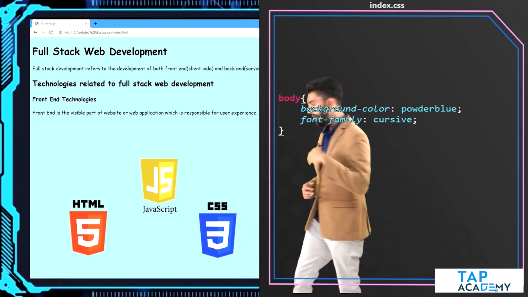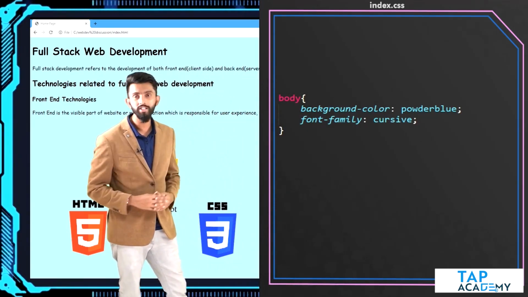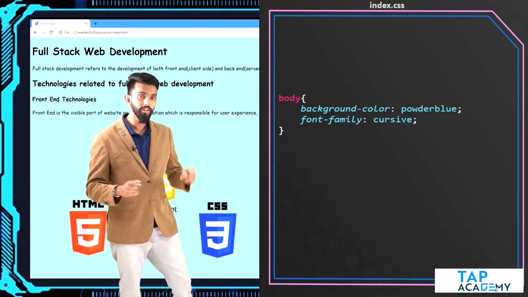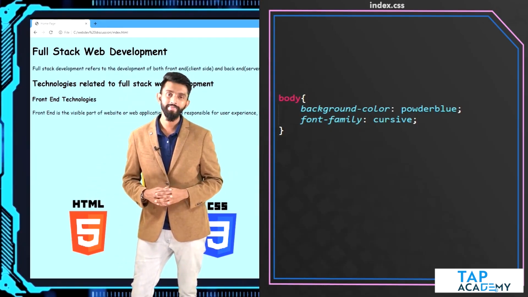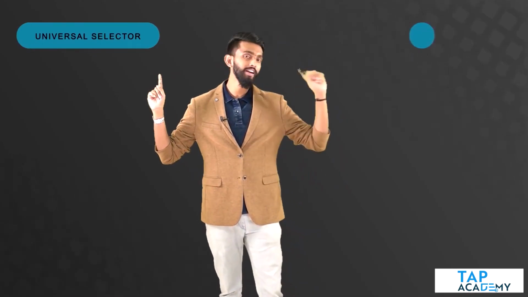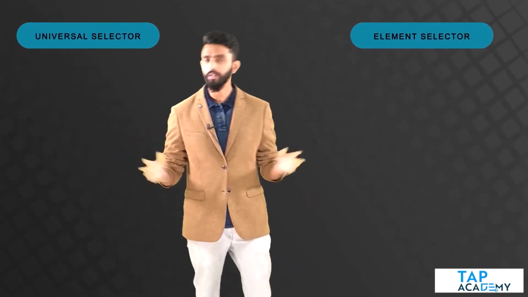This is a natural question which is going to be asked to you even in your CSS interviews. Is there a difference? 100% there is. What is the difference? Let me show you. Now it's time for us to understand the difference between your universal selector and your element selector. Is there a difference or are both going to work the same way?